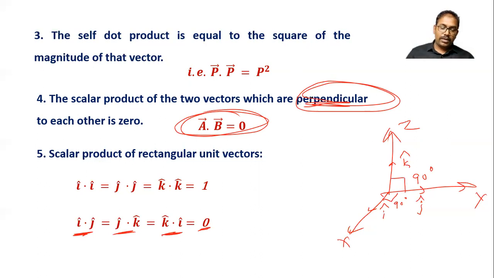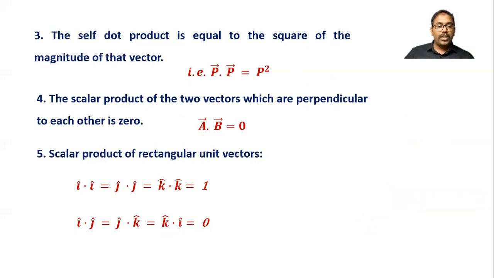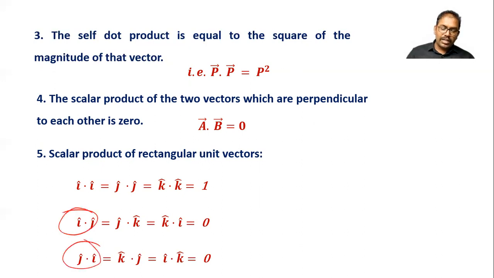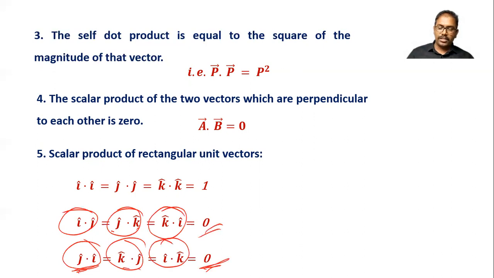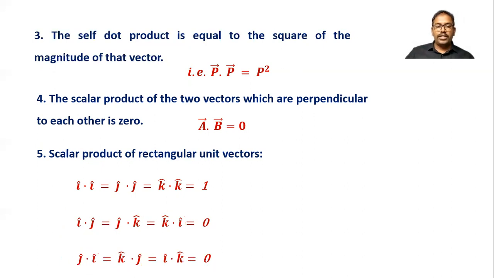So we use this property here. In a similar manner, j dot k and j dot i. For j dot i we just reverse the order, and the angle is still 90. Similarly, j dot k and k dot j, we reverse the order, and the angle is still 90. Angle 90 means the scalar product is 0. So these are the scalar products of rectangular unit vectors.